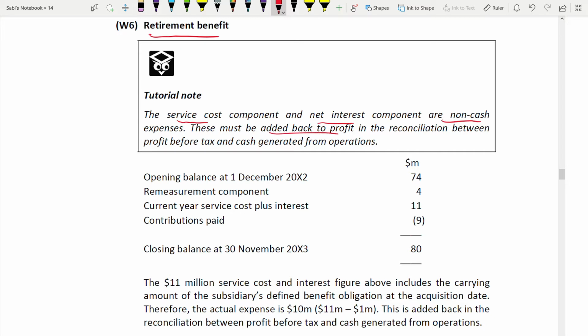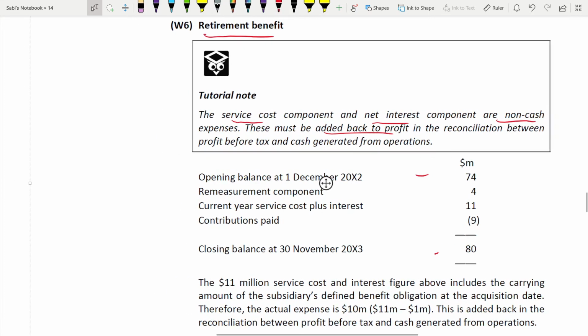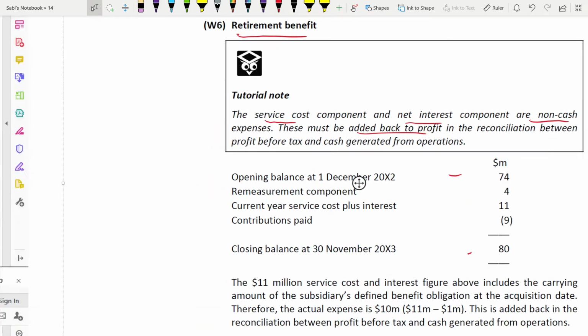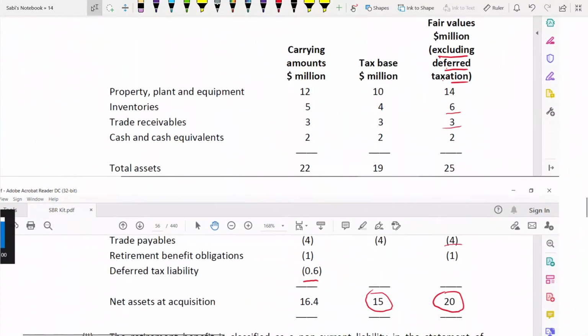Okay, so what are you doing? Retirement benefit, opening versus closing balance. Always the opening and the closing balance of any item, whether it's an asset or a liability, you will get from the statement of financial position only, not income and expense. Okay, so 74 and 80, we have to see the retirement benefit in the statement of financial position.